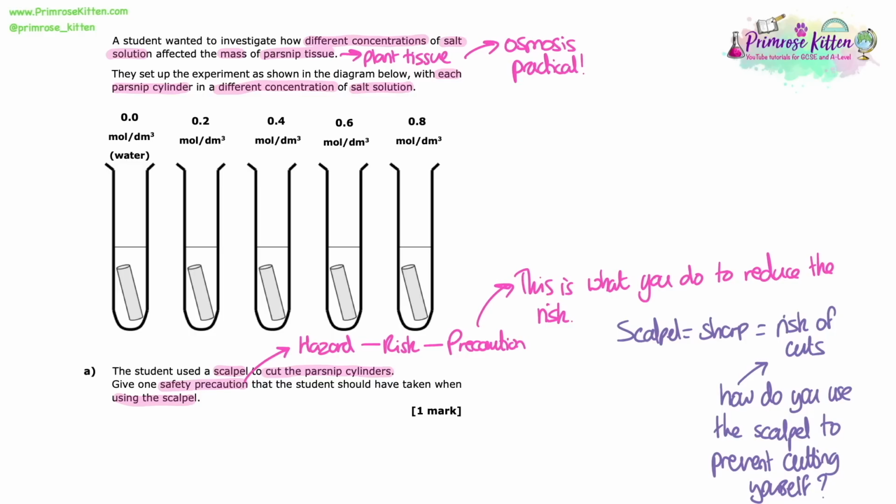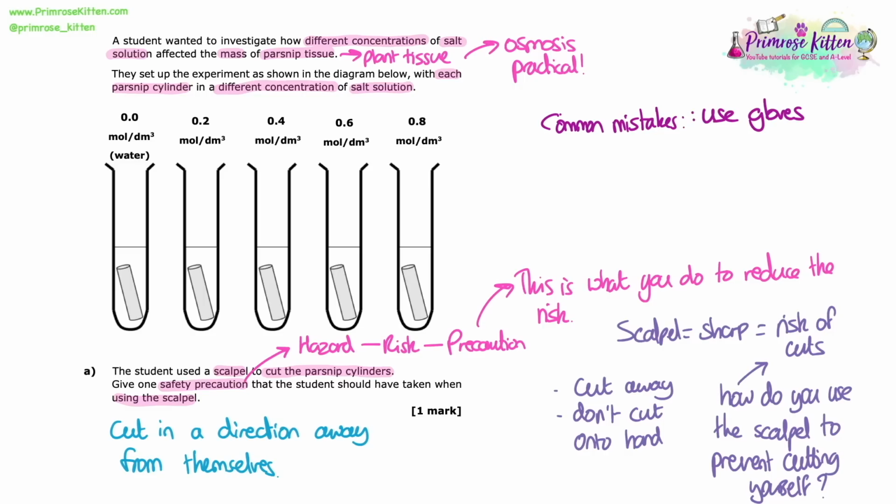So hopefully you've done this a few times through all of your years of doing science, and we should know that we should write down that we should cut away from ourselves, so you don't ever cut or point the scalpel towards yourself, or for example you don't put the parsnip in your hand and cut down onto your hand. You'd have to do it on a chopping board or onto the bench. So these are the main two things I would expect someone to say in order to prevent themselves from getting cut when using the scalpel. We only need one of them here, so I'm going to say cut in a direction away from themselves.